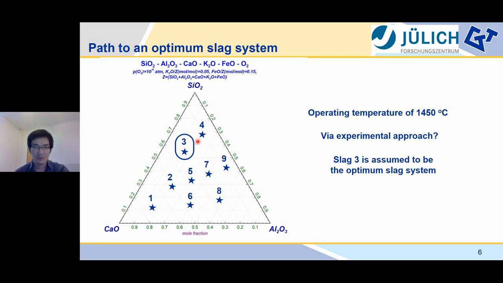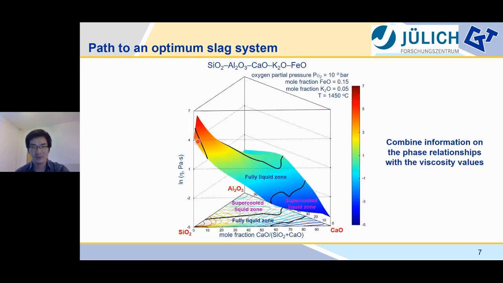So from this point of view, it's necessary to do some pre-calculations, for example, by using FactSage. Here we combine the viscosity data with the liquidus temperatures. You see, in this figure, this three-dimensional surface corresponds to the viscosity, and these black curves refer to the liquidus temperatures. And then we can easily find our targeted viscosity range is located here, indicated by this purple circle.